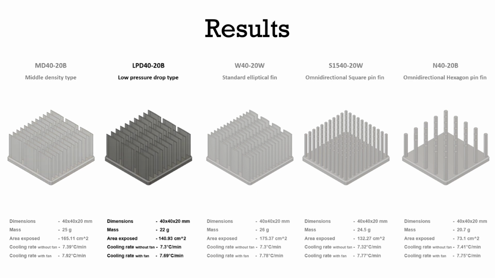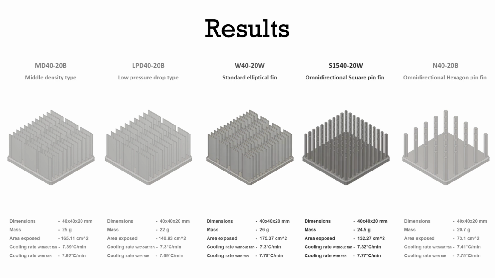Low pressure drop heatsinks are built for minimal resistance to fluid flow. These are ideal in situations where the airflow is relatively low, like in passive cooling systems or tightly packed electronic devices where you don't want to disturb airflow while still cooling the components. Standard elliptical fin heatsinks offer a balance between heat transfer and pressure drop.